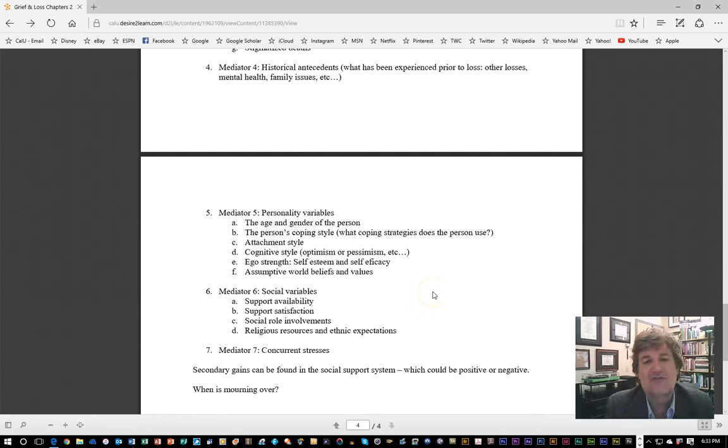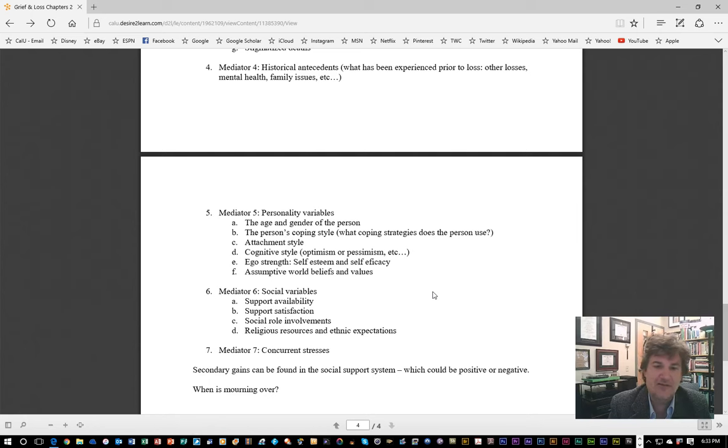Mediator 5, personality variables, the age and gender of the person's coping style. What coping strategy does the person use who's grieving? What was the attachment style? Is your client optimistic or pessimistic? What's their ego strength? What's their self-esteem? What's their self-efficacy? What are their beliefs, values, worldviews? Are there social variables? Mediator 6.